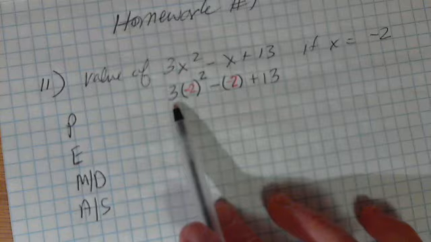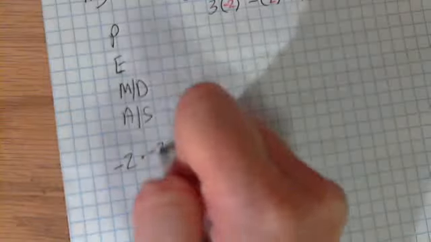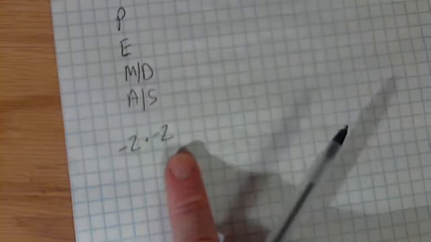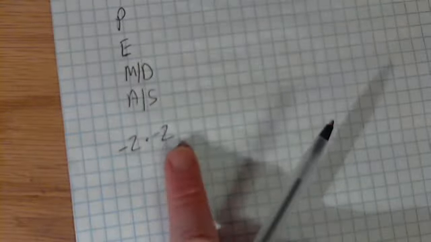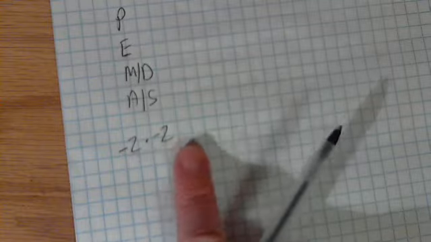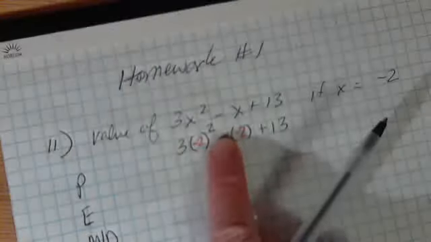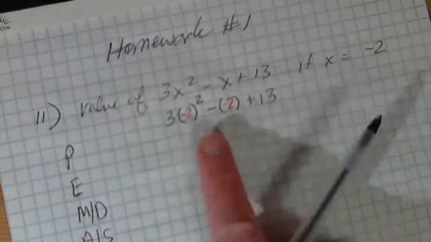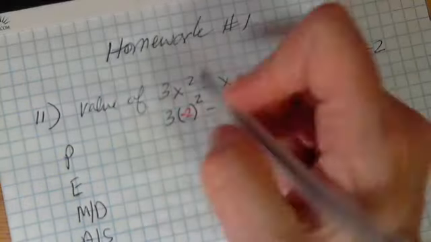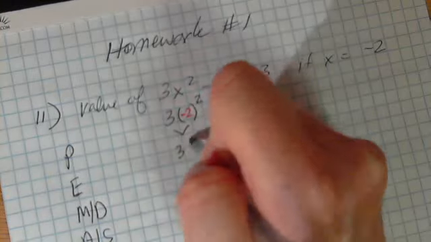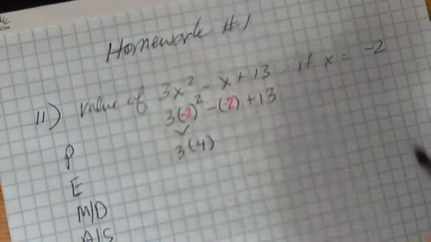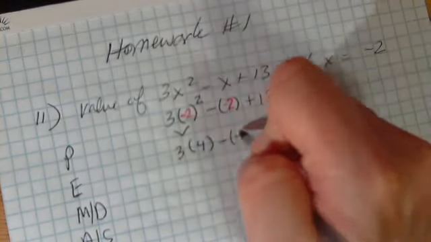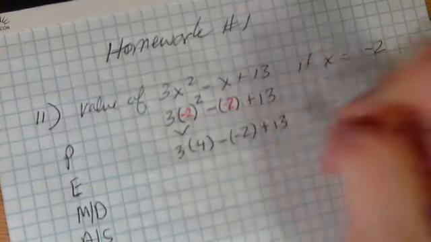Now remember, negative 2 squared, I'm just going to do this off to the side, is negative 2 times itself. Negative 2 times itself, 2 of these multiplied, thus the exponent 2. Well, what is negative 2 times negative 2? It's positive 4. So this becomes 3 times 4. And then we still have minus a negative 2 plus 13.